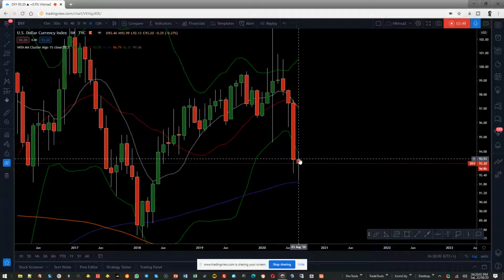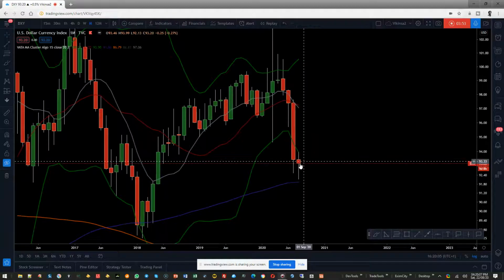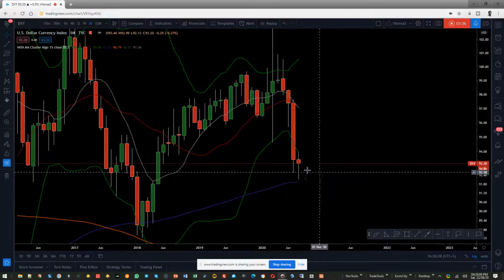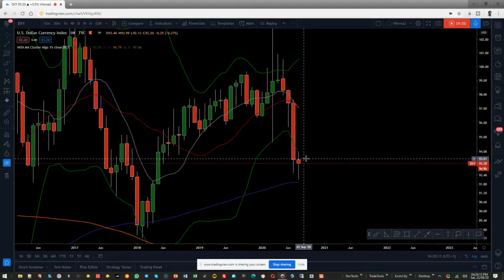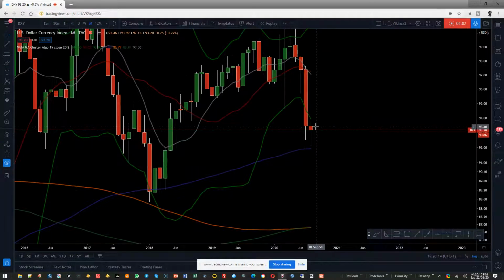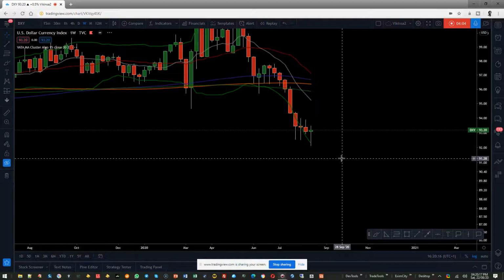We are towards the end of August now. We have only one week left, so that is going to be quite a lot. There can be a lot of volatility in the markets in the last week of this month, so we'll have to monitor it very closely.